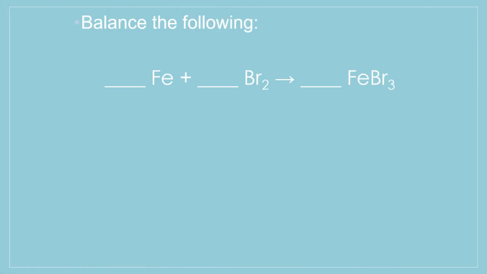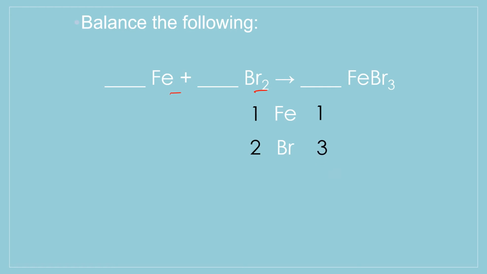So balance the following. Iron plus bromine yields iron 3 bromide. So again, we list the elements underneath the arrow. So Fe, Br. So now we go back and count the subscript. Okay, so Fe is 1, Br is 2. Then we have the other side. Fe is 1, Br is 3.